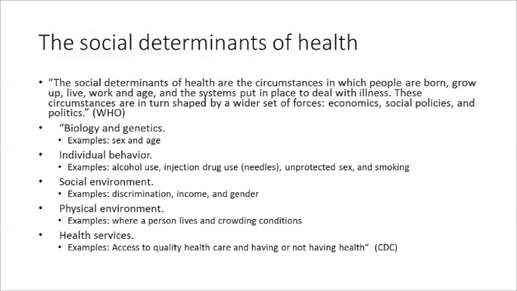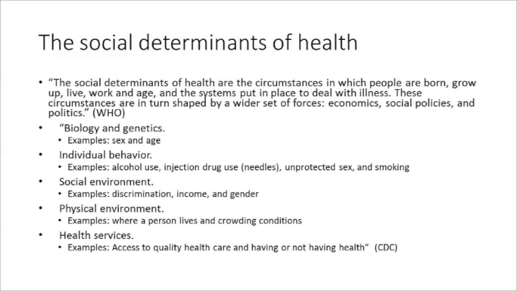Now we have 5 categories of determinants of health. First of all, there's biology and genetics. Examples are the sex of a person and the age of a person. Obviously, age affects the health status of people. When people get old, when people get very old, they tend to be more susceptible to illness and disease.